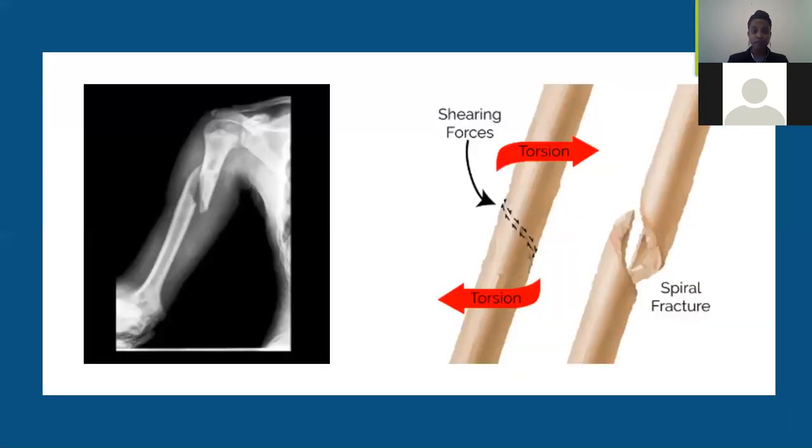Now, if this case comes in a different way, where you say, doctor, I'd like to have an x-ray of the child, and after a couple of minutes the radiologist gives you a report and says this is how the x-ray looks, you want to know what a spiral fracture looks like right off the bat. It has this S kind of shape, like a screwdriver. The torsion on each side causes a shearing force in the middle, and that causes the screwdriver fashion. Quite distinct.